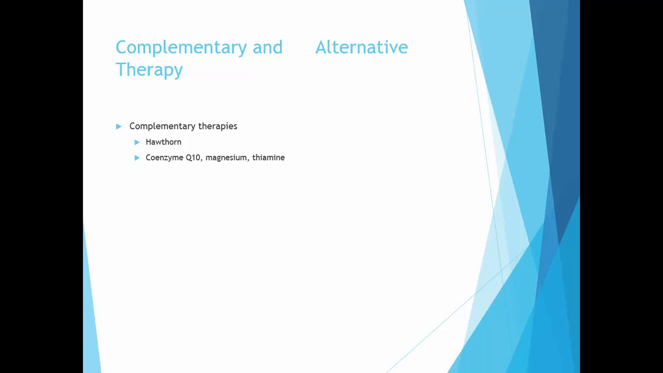Complementary and alternative therapy. Complementary therapies include hawthorn, which is a shrubby tree that contains cardiotonic ingredients, and those are basically in their blooms, leaves, all that kind of stuff. But they will actually increase the force of the myocardial contraction. It dilates blood vessels and has a natural ACE inhibitor in it. Your coenzyme Q10s, magnesium, and thiamine are other medications that have been used to help treat heart failure.